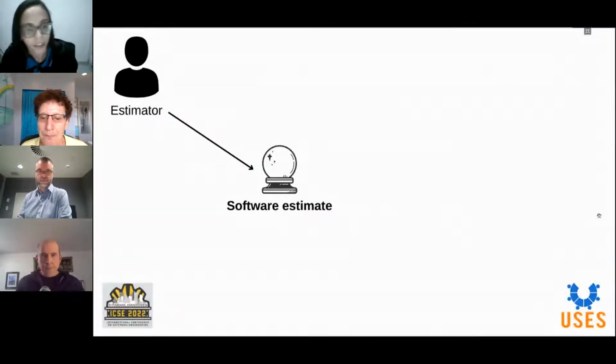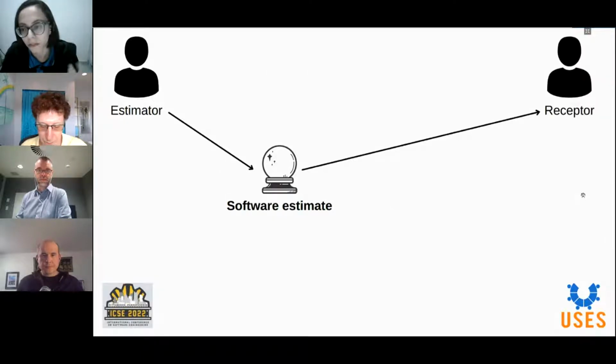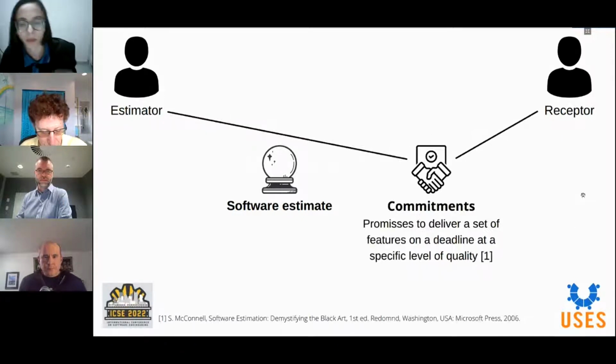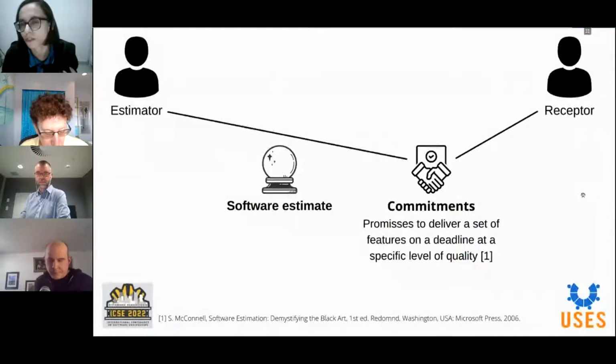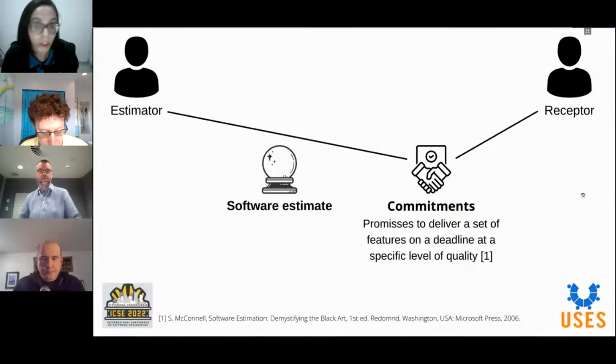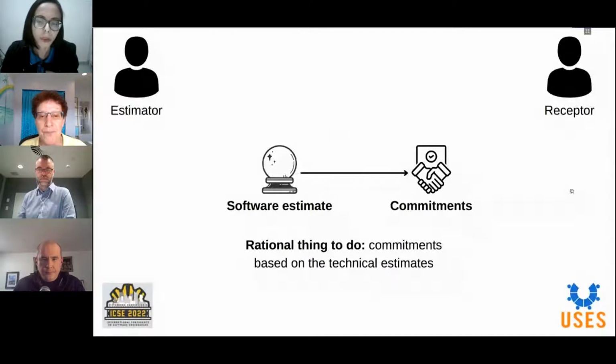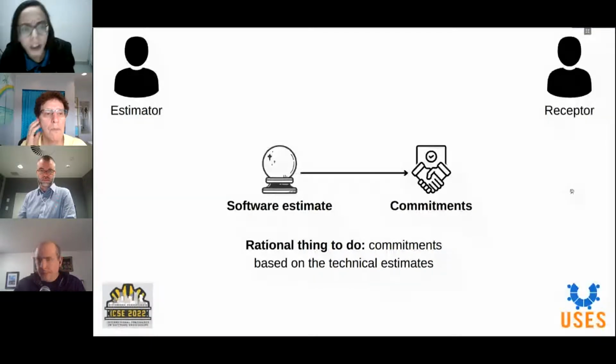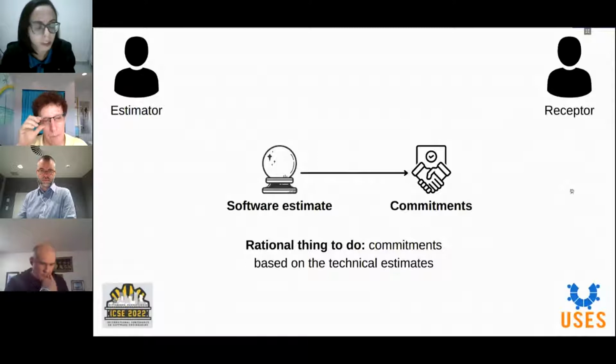The context we have here is that in the software industry, we have estimators generating software estimates, but we also have people receiving these estimates. Estimators and receptors have to work together to establish commitments, which define the set of features we are going to deliver and the deadline, for instance. Rationally, we should base such commitments on the technical estimates provided by estimators, because they are the technical people with the knowledge, competence, and experience to tell us how long a task will take, for instance.